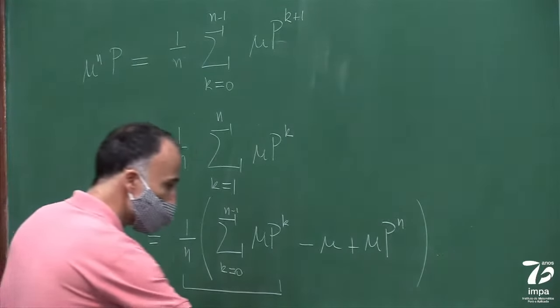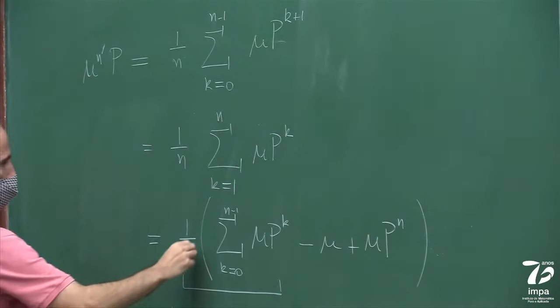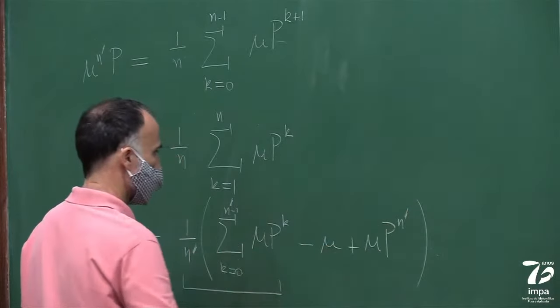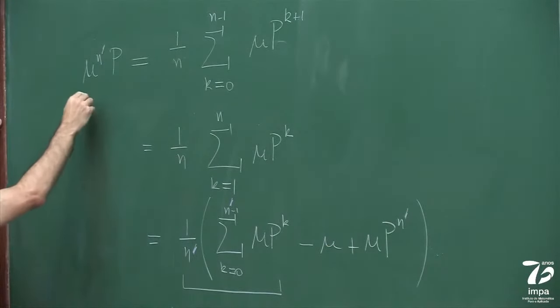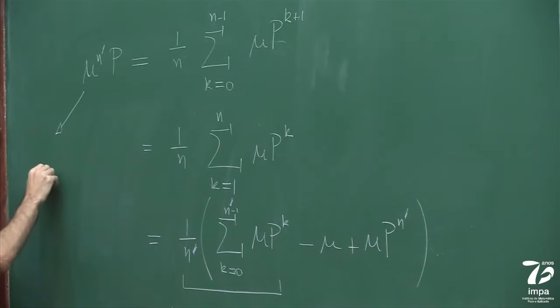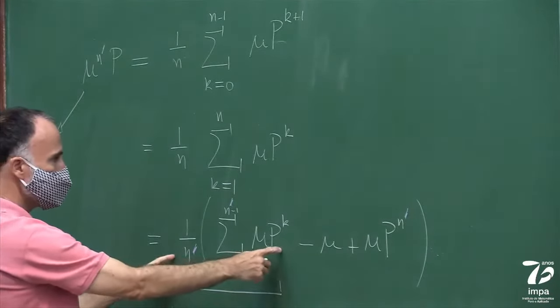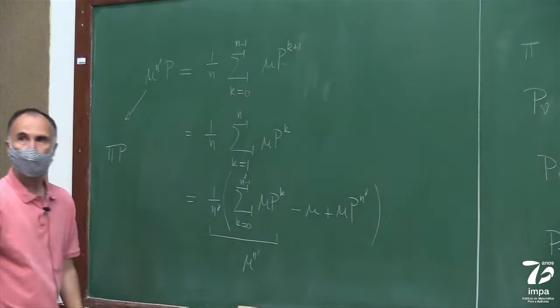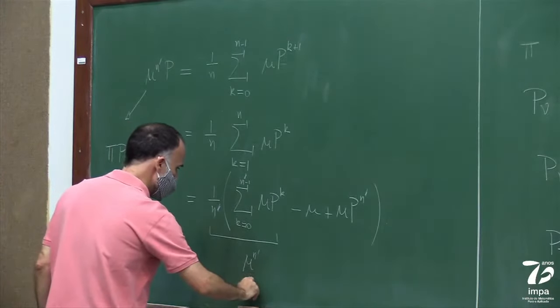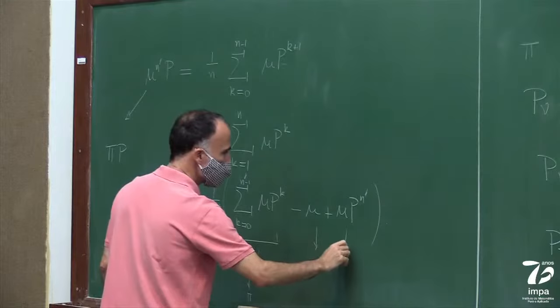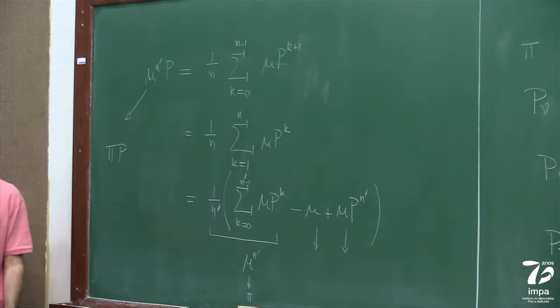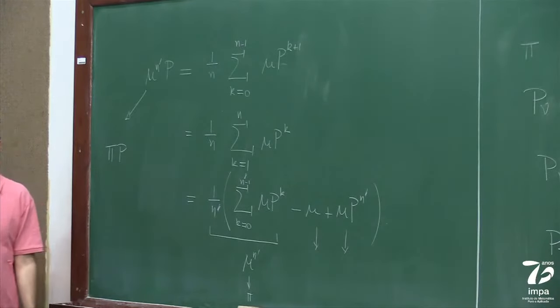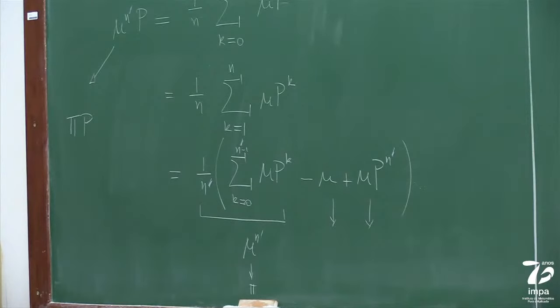So if I take now the subsequence n prime, now I know that the subsequence is converging. So this one is converging to pi P, because the subsequence is converging. And this term here is mu n prime, so it's converging to pi. And these ones are converging to 0 because they are divided by n. So I get that pi P is indeed equal to pi. So there always exists a stationary state, if the set is finite.